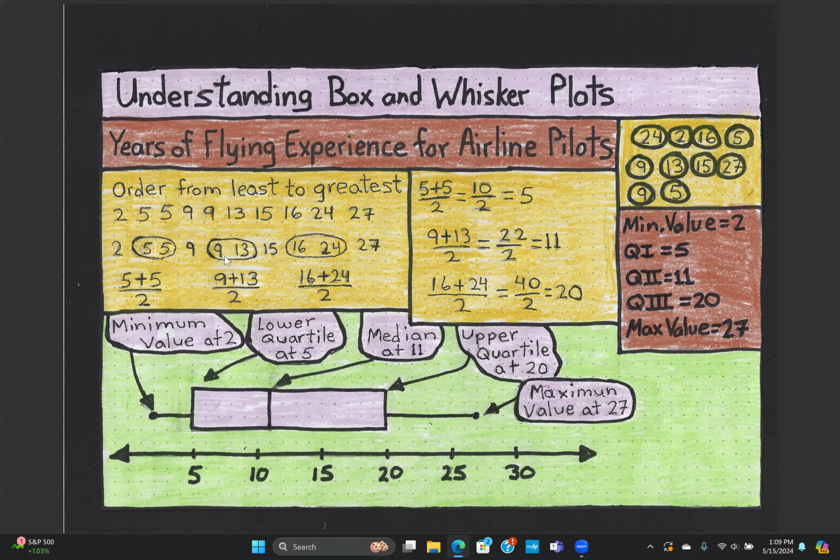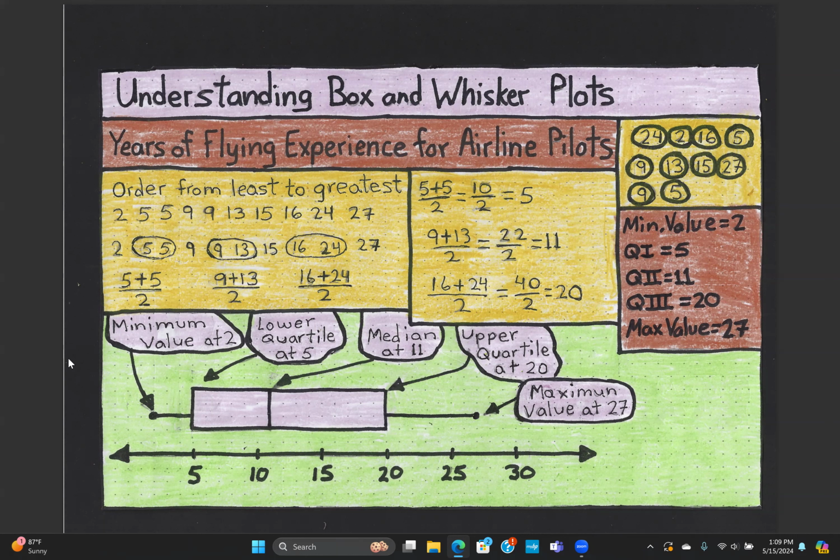Let's take a look at the number in the middle. Let's get quartile 2 first, in which we have to circle 9 and 13. When we circle 9 and 13, we add 9 and 13 together, then divide by 2. 9 plus 13 is 22. 22 divided by 2 is 11. So 11 years is the median of the entire data set, as represented by this line right here, the first line we're going to use to create the box part of the box and whisker plot.